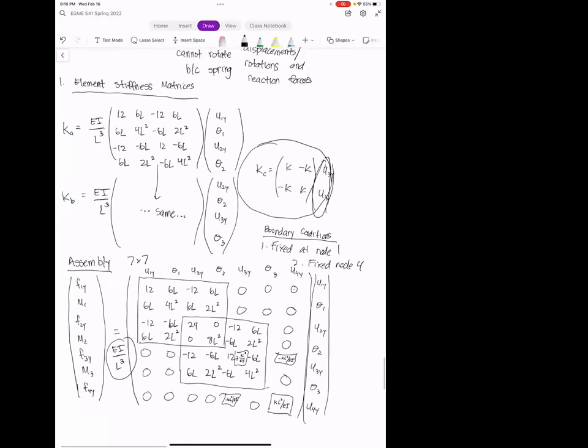And so for a fixed node at node 1, remember our fixed supports here knock out both the displacement and the rotation. So both of these rows we're going to knock out. We're going to replace this over here by 0. And then everything else we're going to replace by a 1 on the diagonal and a 0 everywhere else.